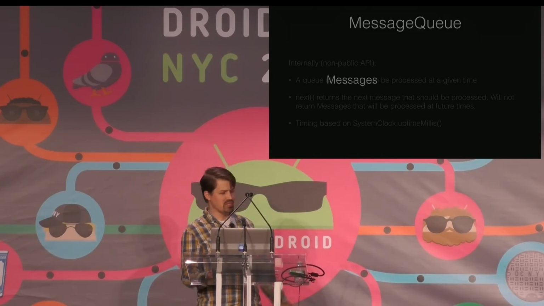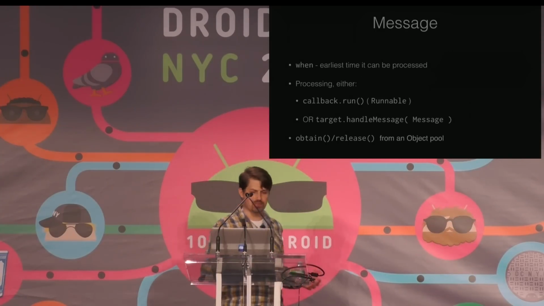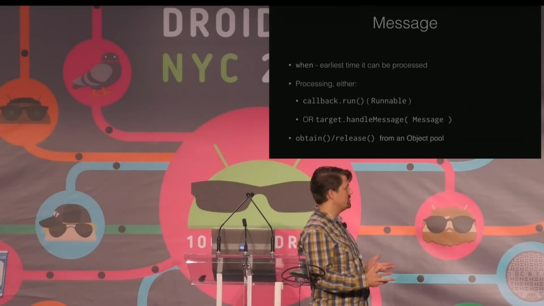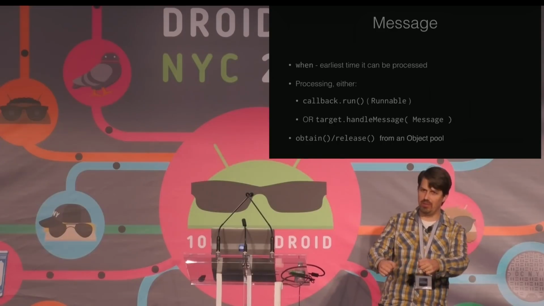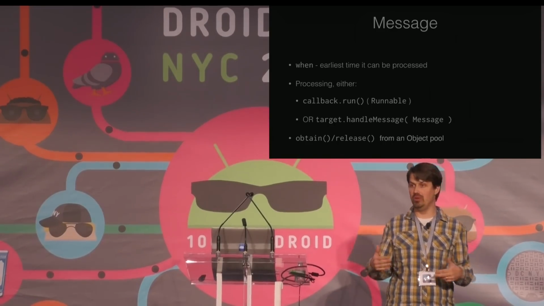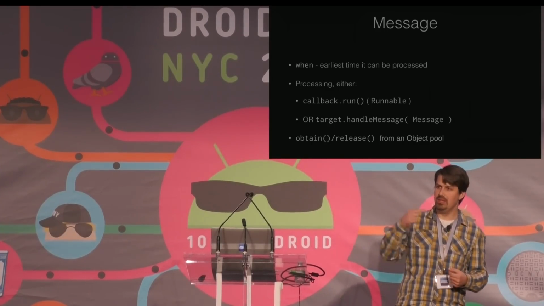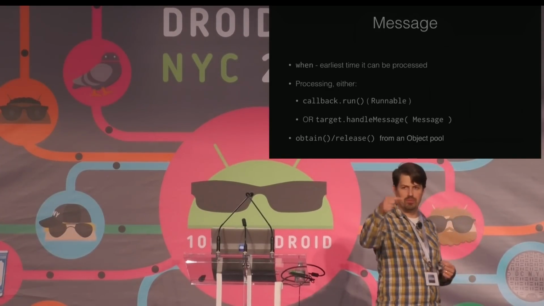All right, so I talked about messages. So what's a message? It's a class in Java. It has a when. A when is that time that I was talking about. It's the earliest time that it can be processed. Depending on what's going on in the queue, it may be processed after that time if other things are before it, because these messages get processed one at a time on the main thread.